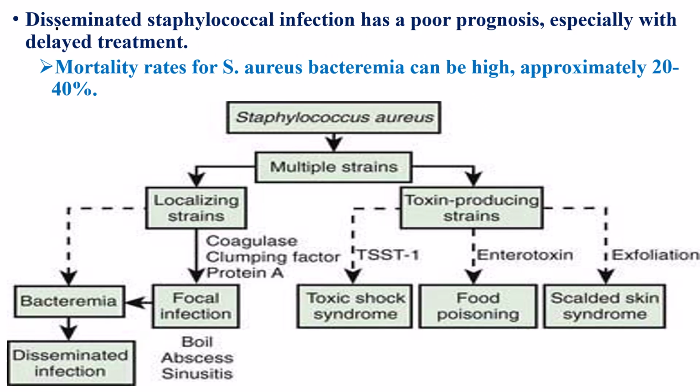Disseminated staph infection has a poor prognosis, especially with delayed treatment. Mortality rates of Staph aureus bacteremia can be high, approximately 20 to 40%.